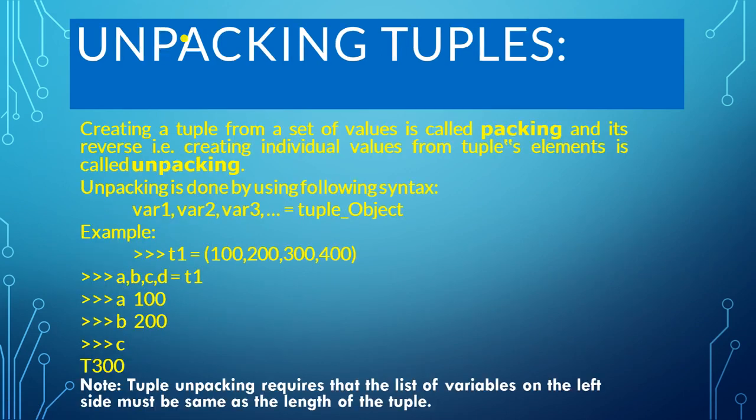Unpacking tuple. When you create a tuple from a set of values, that is called packing, and when it is reversed, it is called unpacking. For example, T1 is equal to this, so this is the packing, and when you write A, B, C, D is equal to T1, then this is the unpacking. A will hold this, B will hold this, C will hold this, and D will hold this. In this way, you can also change the values, and then again you can do packing.